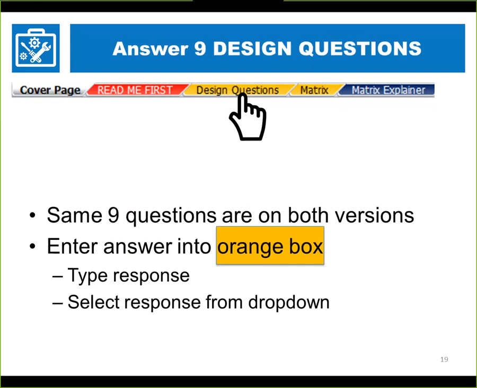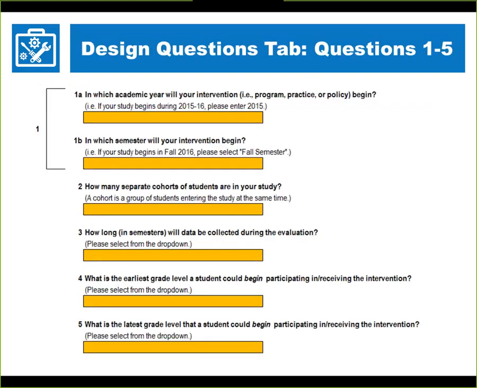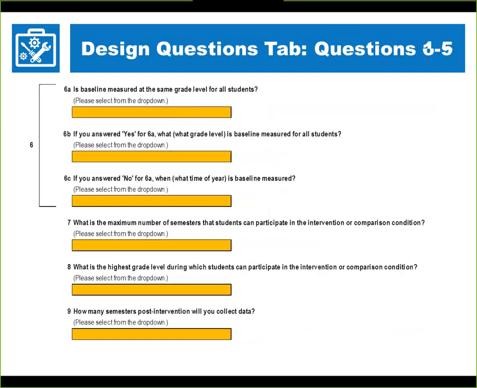Once the questions are answered, a diagram or matrix will be generated automatically on the Matrix tab, which will show all the possible groups of students that may be included in the sample. To orient you to the Design Questions tab, I'm showing you what the tab looks like here and showing questions 1 to 5. We'll go over the questions on a later slide and complete them for an example design. And here, this is what questions 6 through 9 look like on the Design Questions tab.